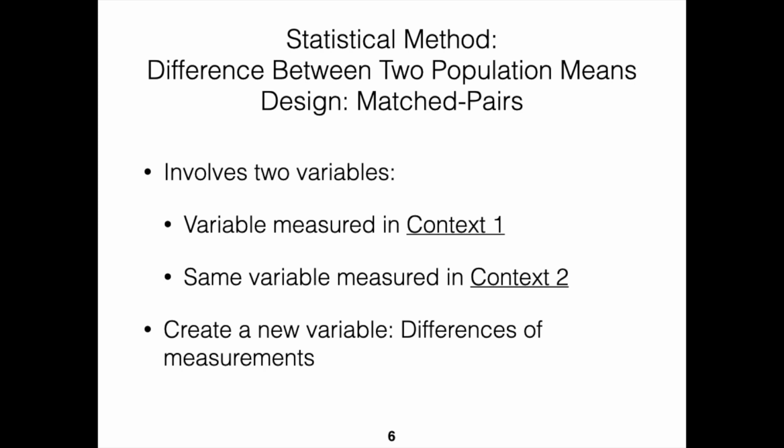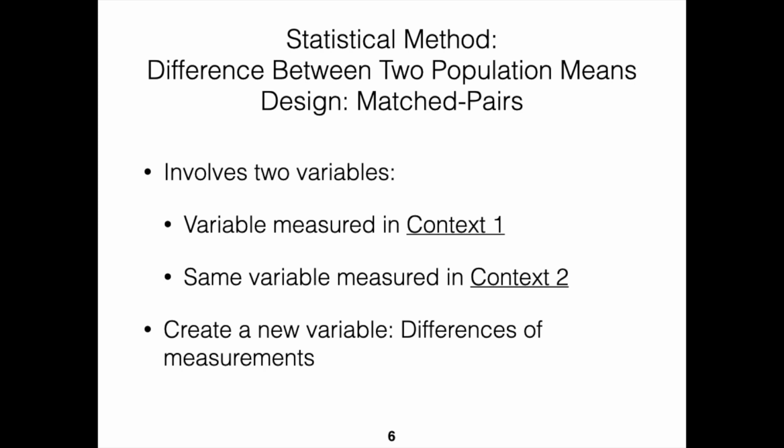Then what we do is we take these two columns of information and we subtract them from each other. So we find the difference. And then we focus on this column of differences. This becomes our new variable. This is the new variable that we're going to test claims about when it comes to, on average, how people are responding.